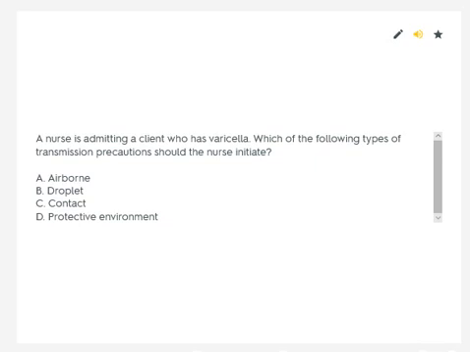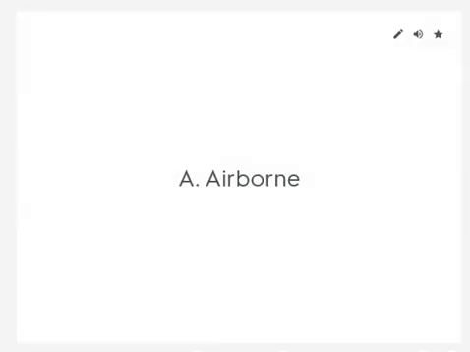A nurse is admitting a client who has varicella. Which of the following types of transmission precautions should the nurse initiate? A. Airborne. B. Droplet. C. Contact. D. Protective environment. A. Airborne.